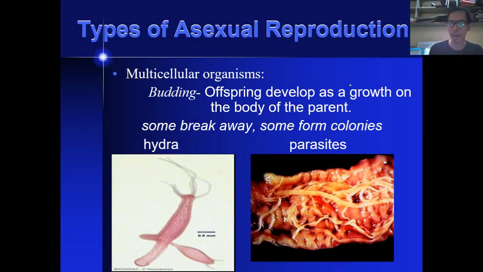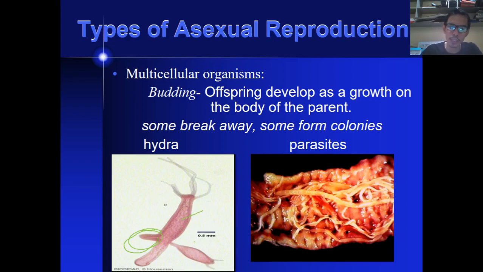Alright, next one is budding. Budding is also an asexual reproduction, but it is done by some or all multicellular organisms. So an example here is the hydra. As you can see here, a bud is starting to form on the body of a particular animal called hydra. So this is a hydra. This is a kind of cnidarian which lives at the bottom of the ocean.